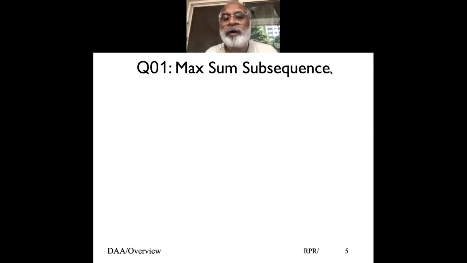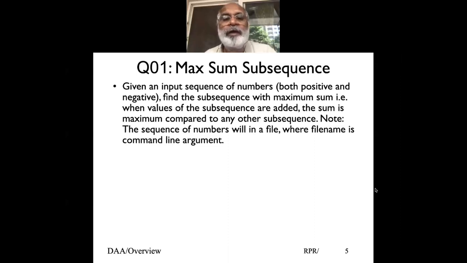So the first problem we are going to discuss is, as I said, I'll discuss all the assignment parts. So let me look at the first problem, which is: given an input sequence of numbers which contains both positive and negative numbers, the objective is to find the subsequence which has a maximum sum.